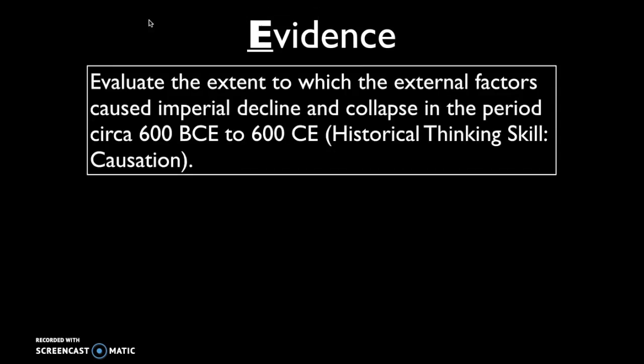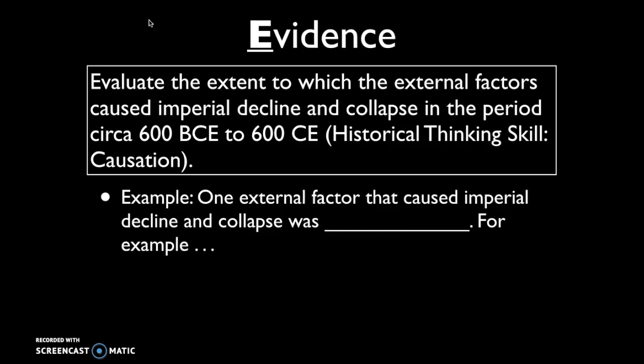All right, so let's look at this prompt. Again, evaluate the extent to which external factors caused imperial decline and collapse in the period circa 600 BCE to 600 CE. Now, what I want you to do is take this topic sentence, one external factor that caused imperial decline and collapse was, and I want you to complete that thought, and then I want you to write some evidence. So for example, and then I want you to complete that.